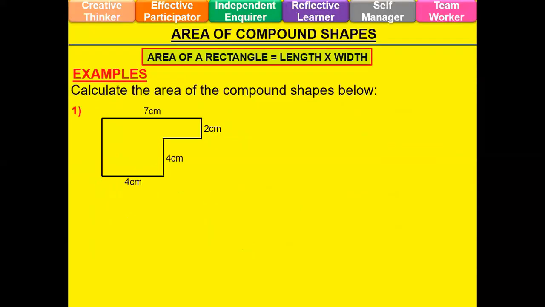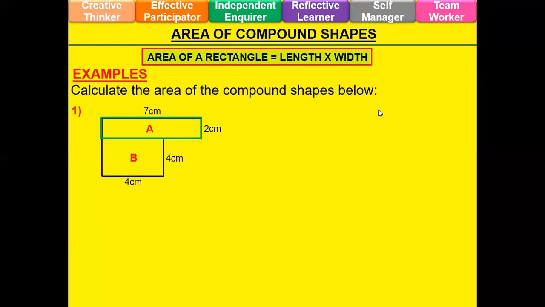Let's take, for example, this question right here. We know that the area of a rectangle is the length times the width. So let's separate our shapes. So we have A and we have B. This is A and this is B. No, you do not have to write this.